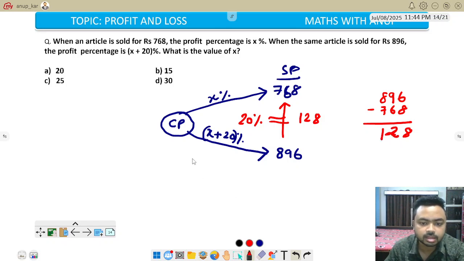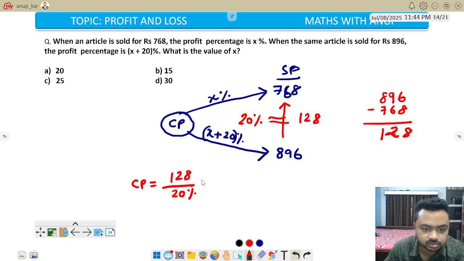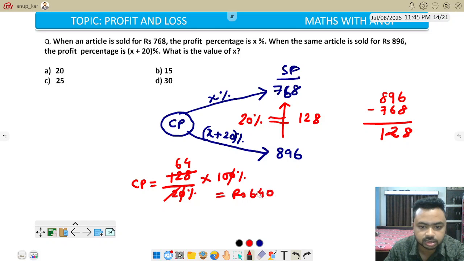So if 128 is equivalent to 20%, we first have to find the cost price. What will be my cost price? It will obviously be equivalent to 100%. So 20 gets cancelled out, leaving 128 divided by 20 into 100, which is 64 times 10, equal to rupees 640. So my cost price is nothing but 640 rupees.